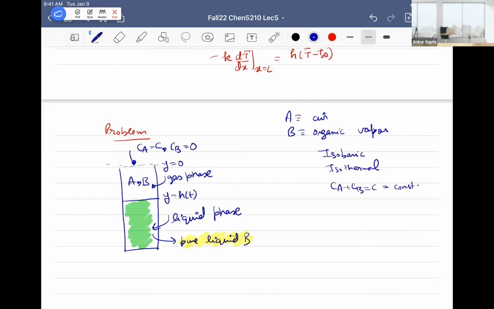So the total concentration is constant here, it is a binary gas, but this interface is moving down. And this is pure liquid, so the concentration of this is C_L. Now it is evaporating. Clearly it's a 1D unsteady column, changing with time. The height h changes with time, and the column height is L.